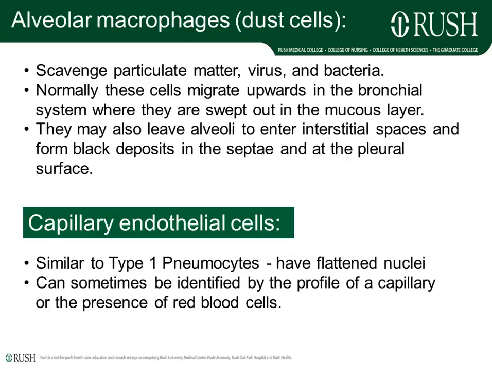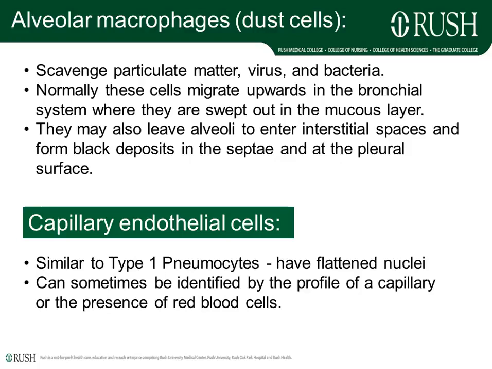So alveolar macrophages, also called dust cells, are the scavengers. These cells migrate upwards in the bronchial system, so upwards through the tree, through the airways, and enter the mucus layer, and then they just ride along the mucus layer and get swallowed along with the mucus. Not exactly an appealing thought. So they may also leave the alveoli and migrate into the walls, the interstitial spaces in the walls. And sometimes they're responsible for these black deposits in the septa.